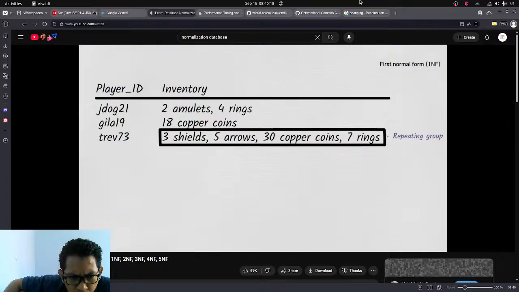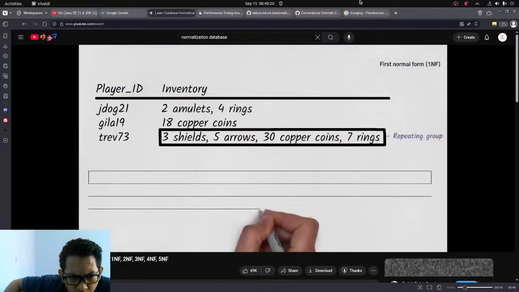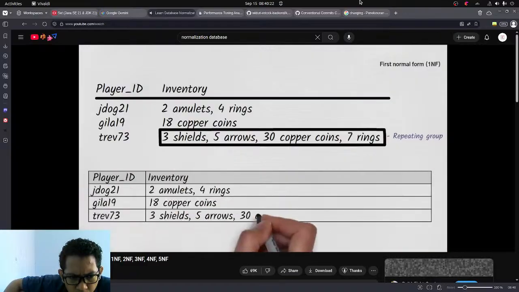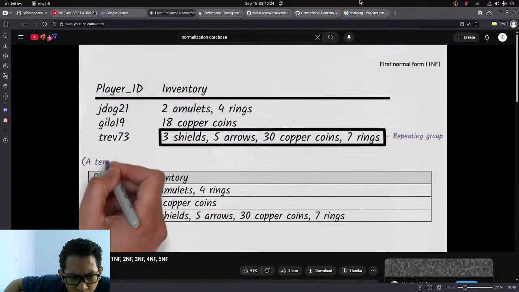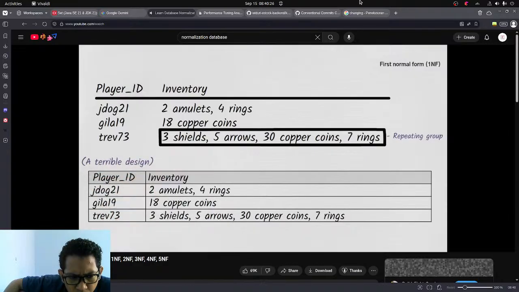We could design a database table that represents the inventory as a string of text, but this is a terrible design because there's no easy way of querying it. For example, if we want to know which players currently have more than 10 copper coins, then having the inventory data lumped together in a text string will make it very impractical to write a query that gives us the answer.